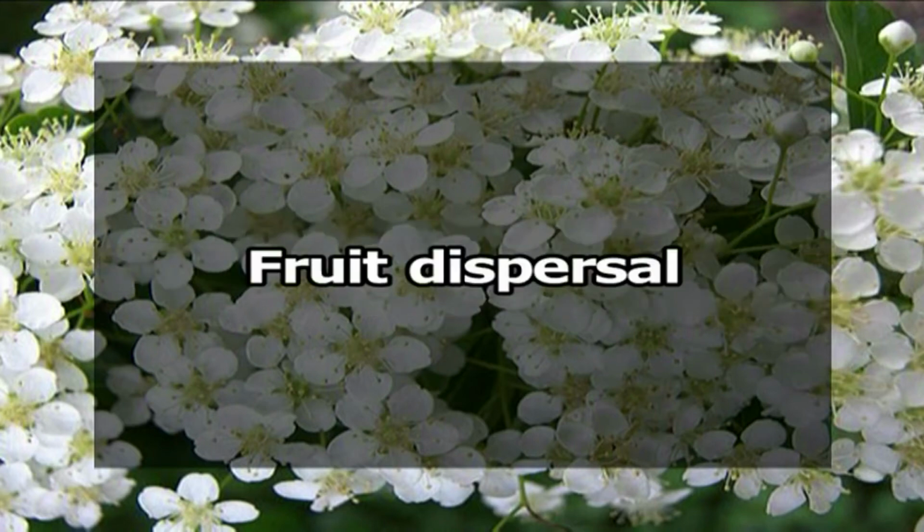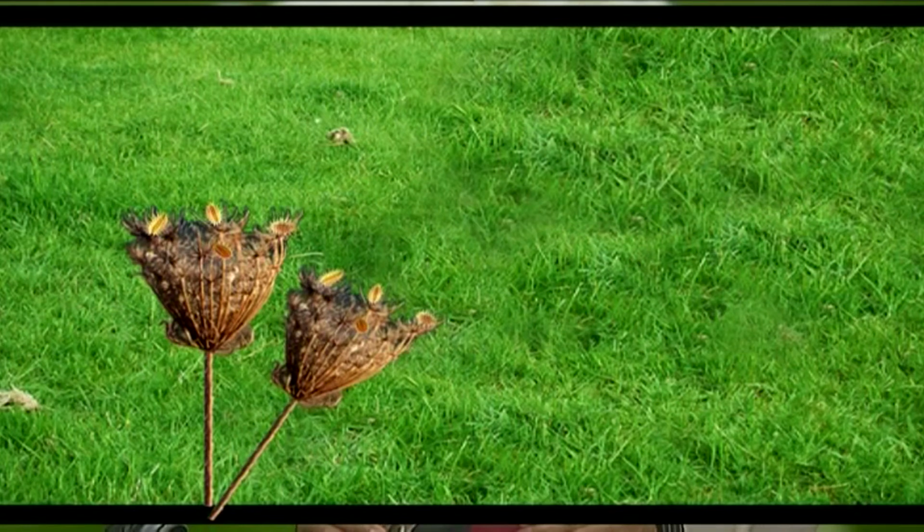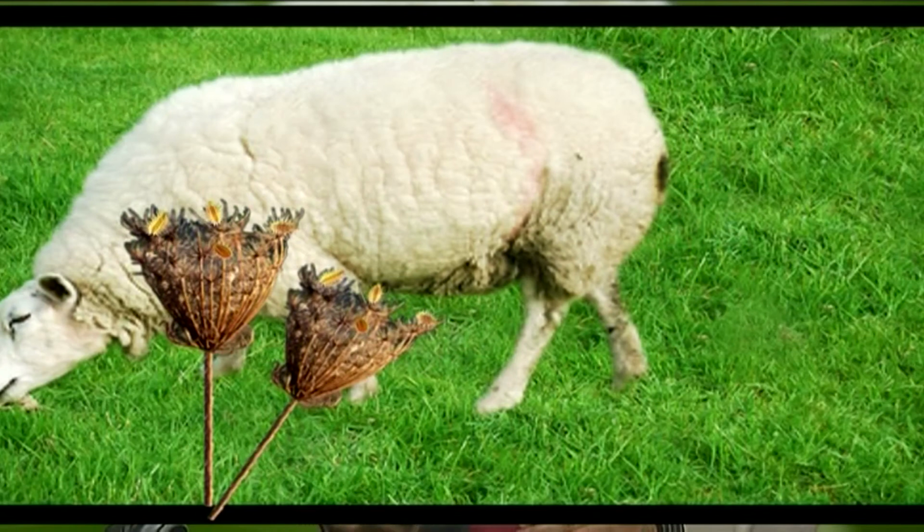Now the fruit dispersal. As we have dry schizocarpic fruits in Apiaceae, they are dispersed by external agencies. The fruit segments present in genera like Daucus are covered by structures called bristles. These bristles help the fruits to get dispersed by external agencies.